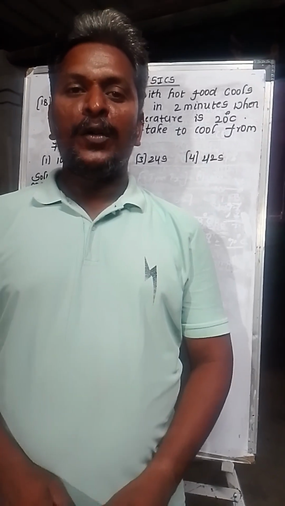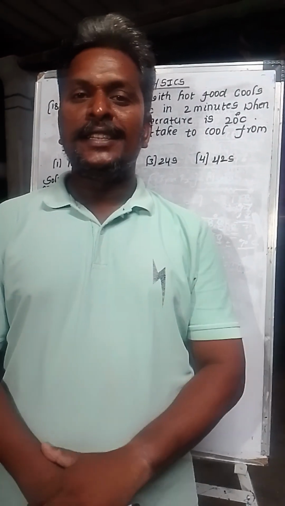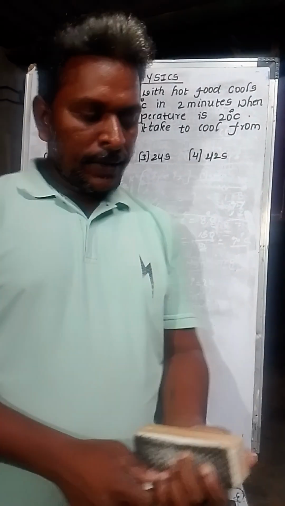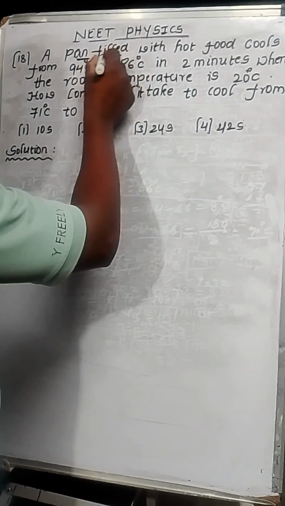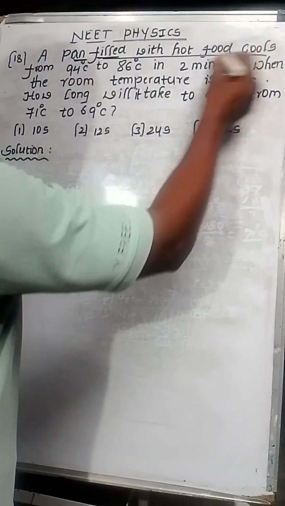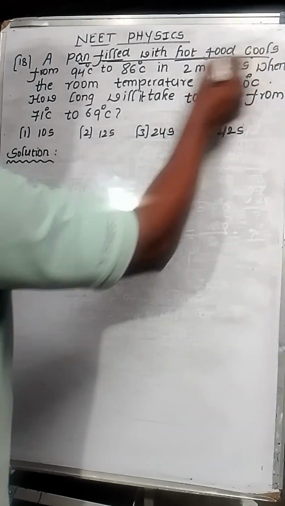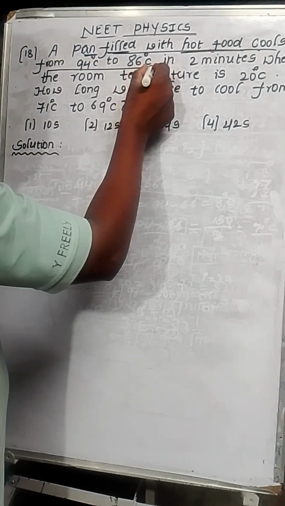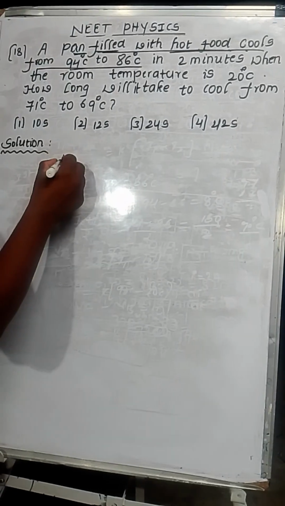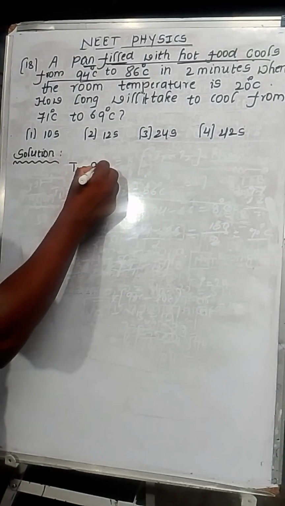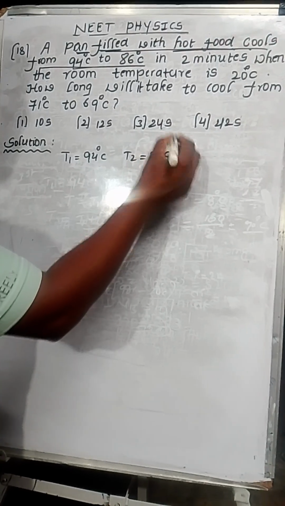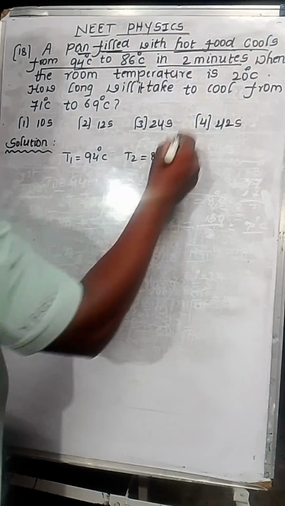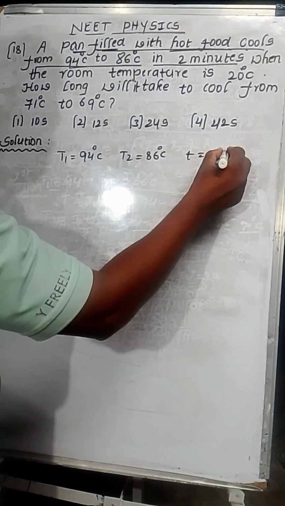Welcome back everyone. Now we are going to discuss NEET Grand Test paper, sum number 18. A pan filled with hot food cools from 94 degrees Celsius to 86 degrees Celsius. So T1 is equal to 94 degrees Celsius and T2 is equal to 86 degrees Celsius. How much time is taken? That is, t is equal to 2 minutes.